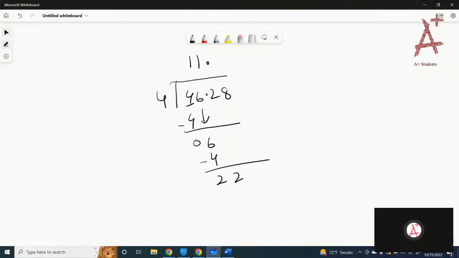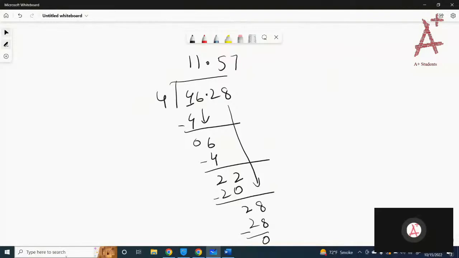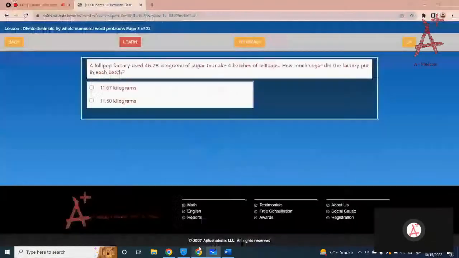You have to count 4 till 22, a number that is less than 22. So 4 times 5 is 20, and 22 subtract 20 is 2, and bring the 8 down. So you can go for 4 times 7 is 28. Got it? So it would be 11.57. 11.57 kilograms of sugar is required for each batch. Got it?